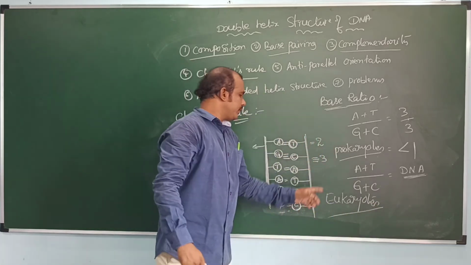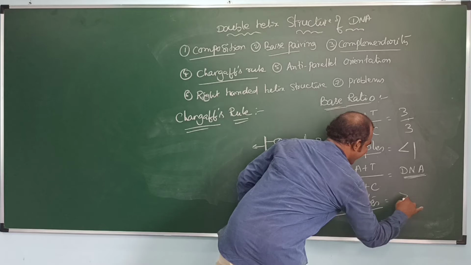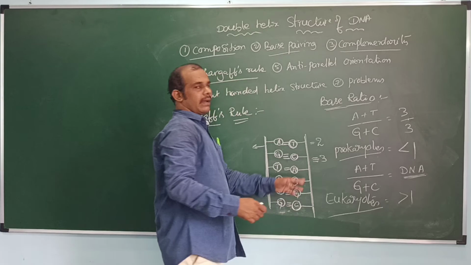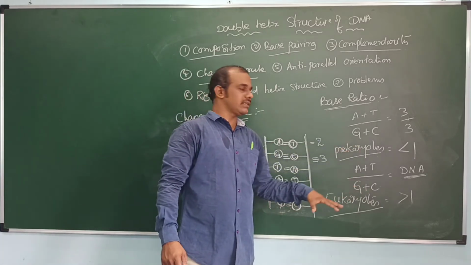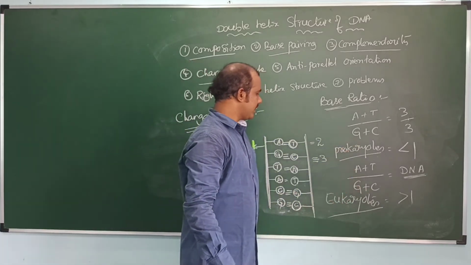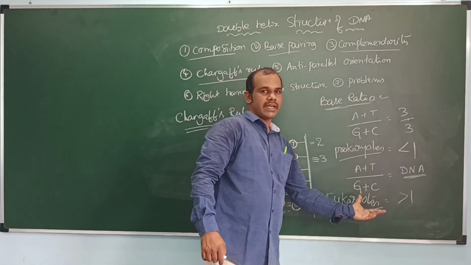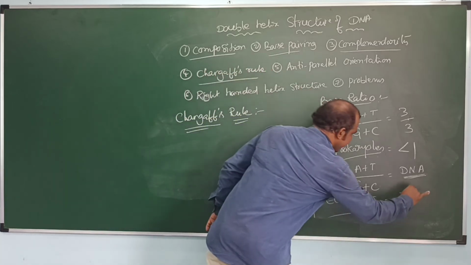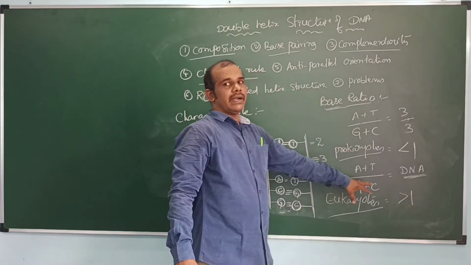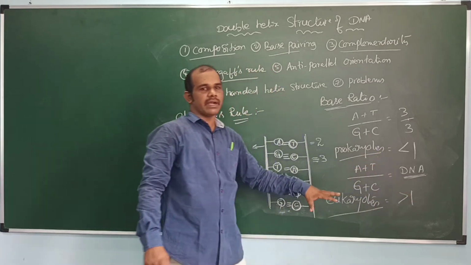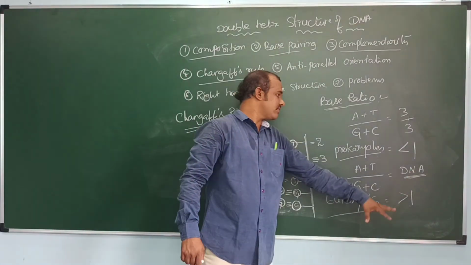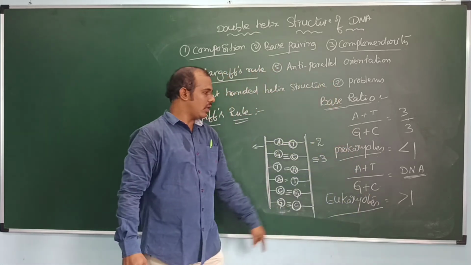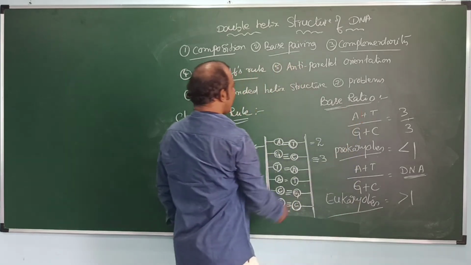The base ratio of eukaryotes is always greater than 1. Why? Because the number of A and T pairs is more, and the number of G and C pairs is less. That's why the ratio between them is always greater than 1, and the melting point is also very low. Why? Because the number of hydrogen bonds is less when compared with prokaryotes. That's why the melting point is low in eukaryotes. This is called base ratio.